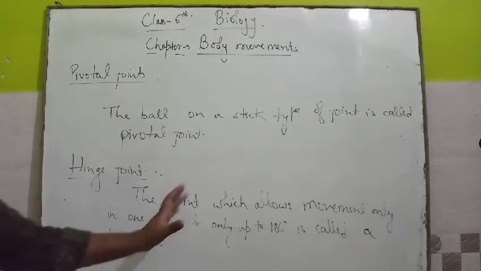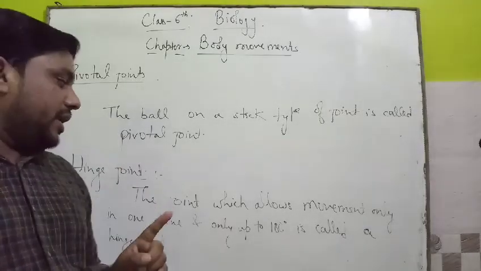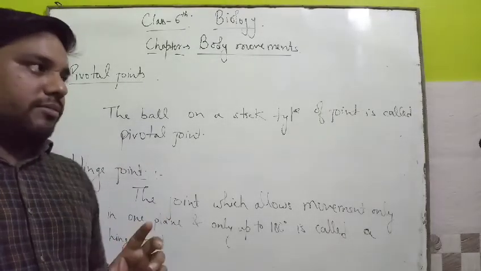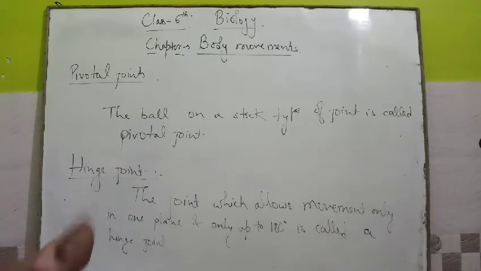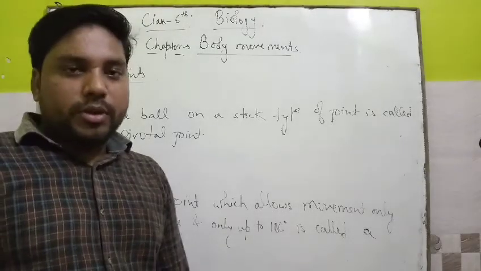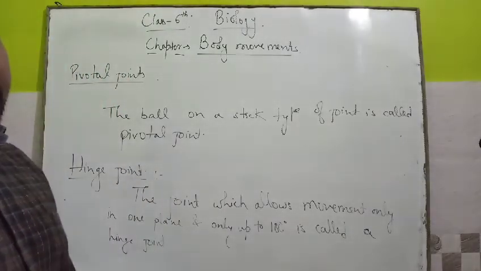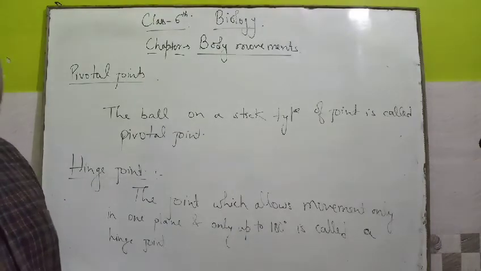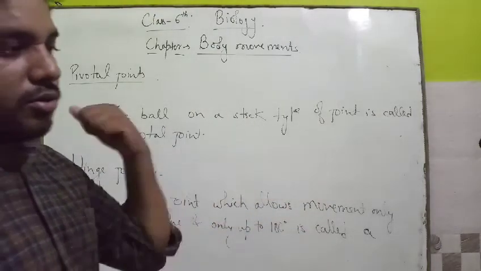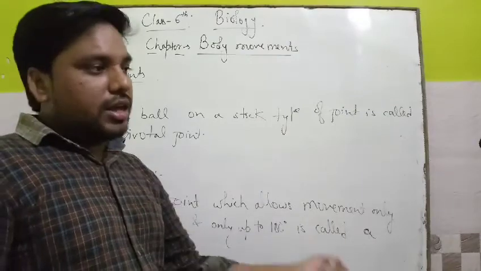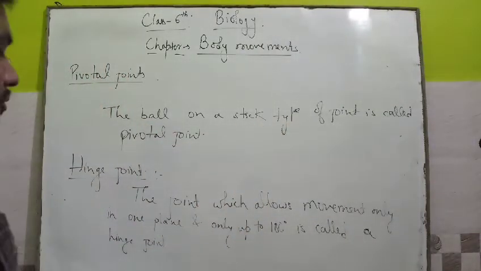Means that joint which allows movement in only one plane and up to 180 degrees, you can move that bone up to 180 degrees, is called a hinge joint. Clear? The knee joint is a hinge joint. Knee joint means the joint in your knees, that is a hinge joint, because you fold your leg, open, fold, open. The elbow joint is also a type of hinge joint. Clear? These are the hinge joints.